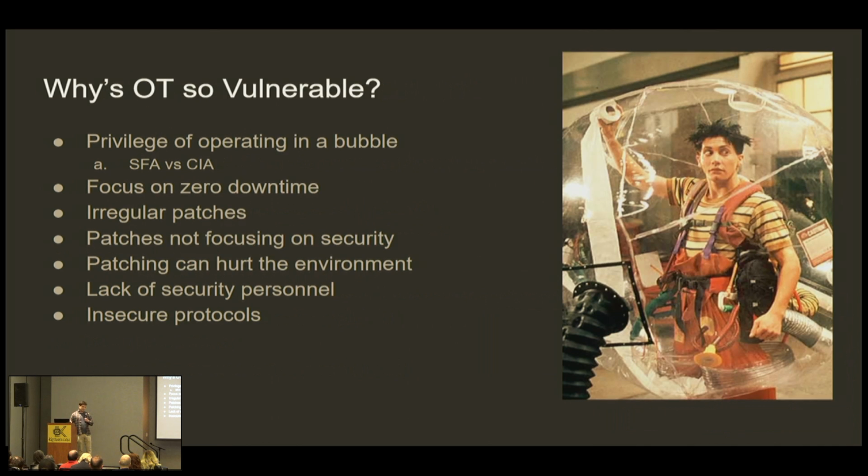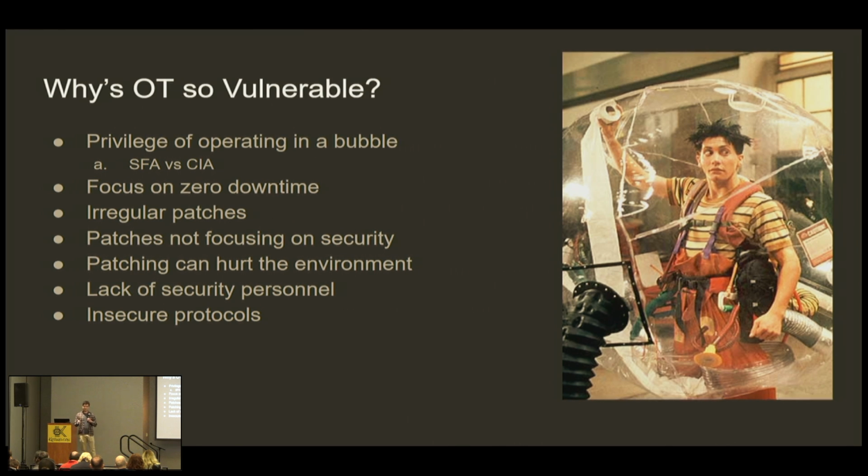So we all know that OT is vulnerable, but why is it so vulnerable? So it's kind of like Bubble Boy, except as you're integrating your IT and your OT together, your IT is shooting a whole bunch of holes in your Bubble Boy's protective costume. So it had the privilege of growing up and developing in a bubble, which is why it's so insecure in general. They focused on safety, functionality, and accessibility instead of your CIA triangle. They have their SFA triangle.